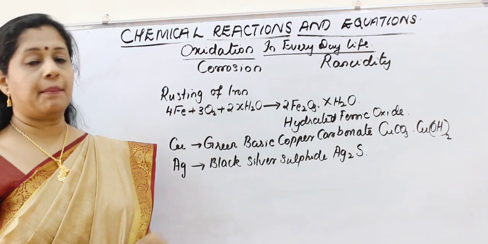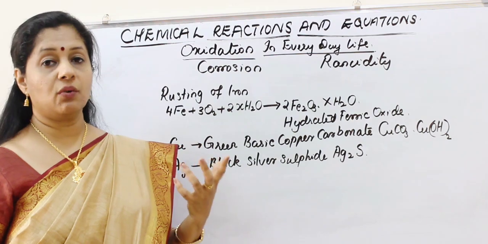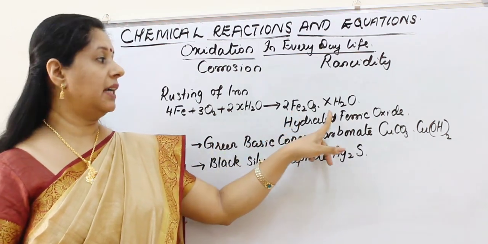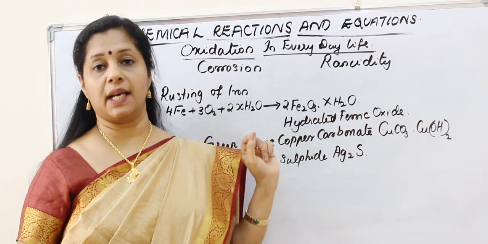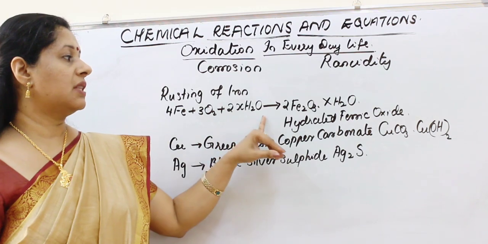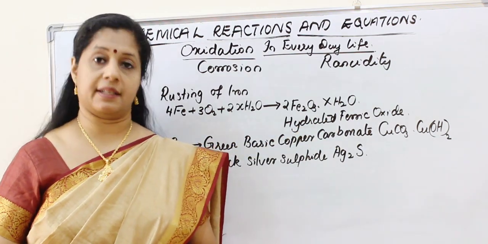So in rusting, what happens? Iron combines with oxygen and water. Here the number of water molecules is not fixed, so we use X. So what we get is ferric oxide dot XH2O. Here also we are using X because the number of water molecules present in rust is not fixed. So it is called a hydrated ferric oxide, which is the chemical name of rust.